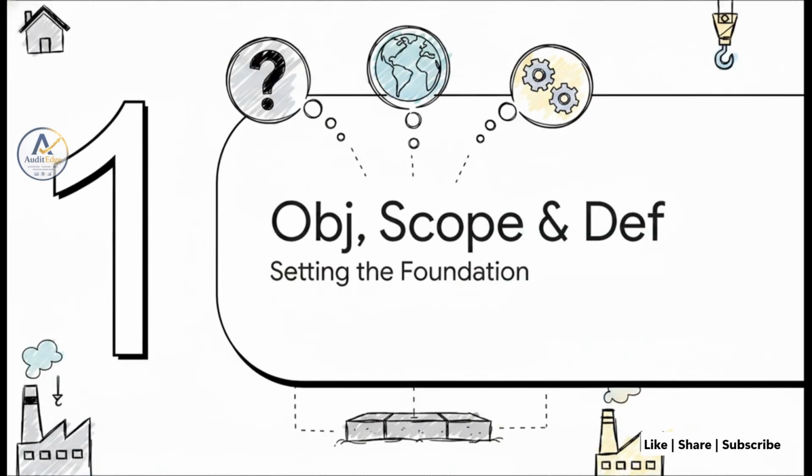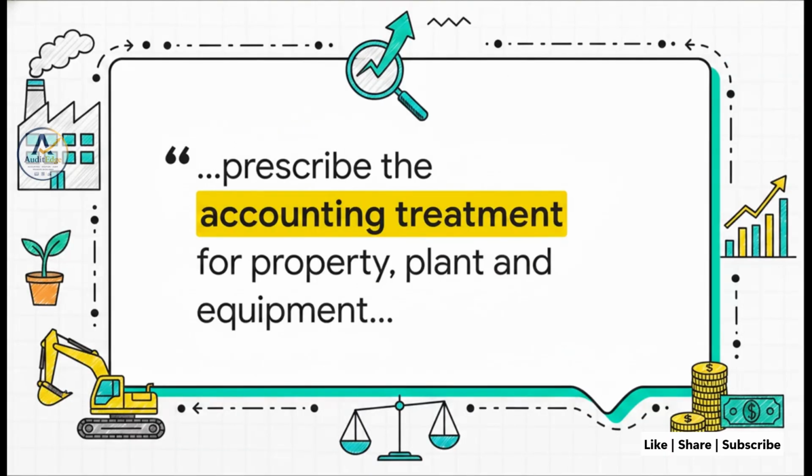Let's set a strong foundation and kick things off with Section 1, Objective, Scope, and Definitions. Now, the standard actually says, and I quote, "The objective of this standard is to prescribe the accounting treatment for property, plant, and equipment so that users of the financial statements can discern information about an entity's investment." Okay, what does that mean in plain English? It simply exists so that investors and shareholders can see exactly what physical assets a company owns and how the value of those assets changes over time. It is all about total transparency.